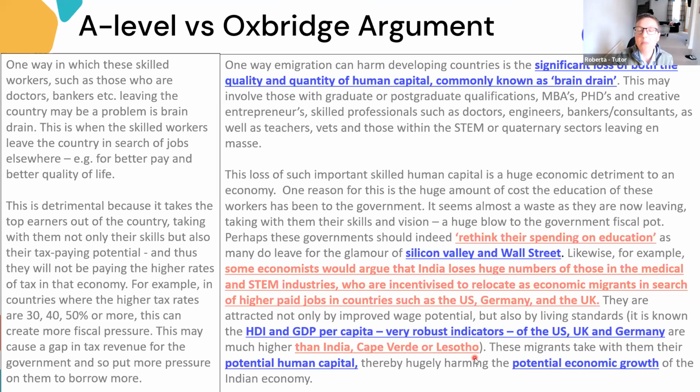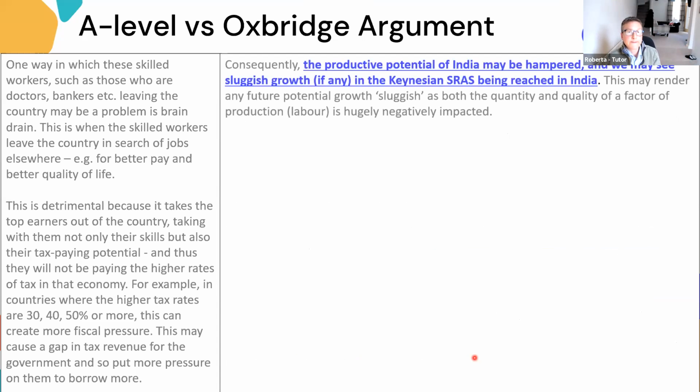I bet you nobody else mentions those countries. Bet you they don't. You do, you're original. And these migrants take with them their human potential capital, hugely harming potential economic growth of the Indian economy. So I've talked about actual growth, potential growth, real life examples, indicators, and I've shown insight, and it's all logical. That's how you get your place. Ask Nikolai if you don't believe me.